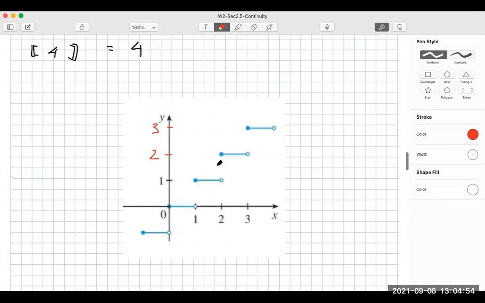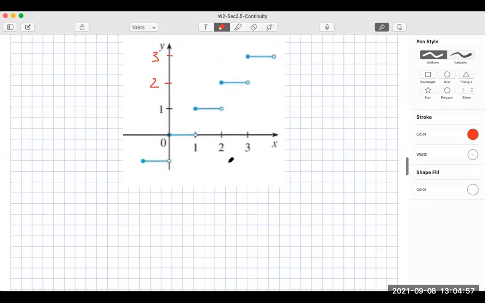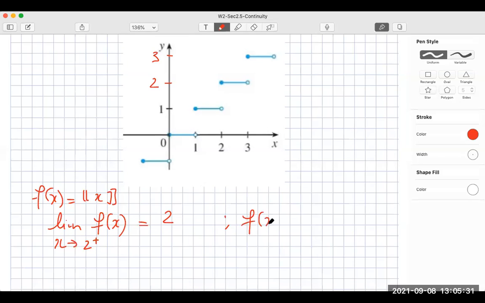Here, look at the graph. What is the limit of this function, where f of x is the greatest integer function, when x approaches 2 from the right? Yes, good job. It is 2, right? Great, Isaac, thank you. What is the value of this function at 2?